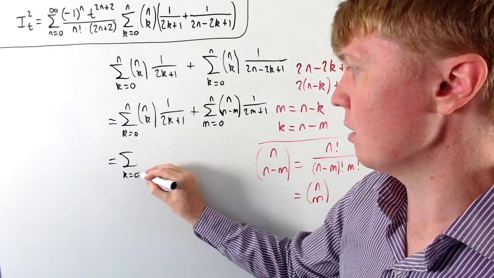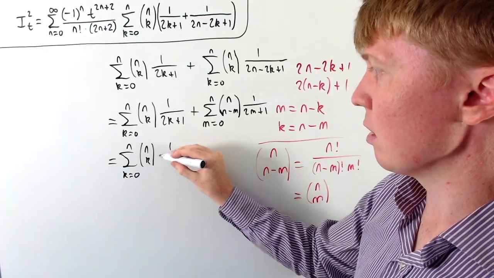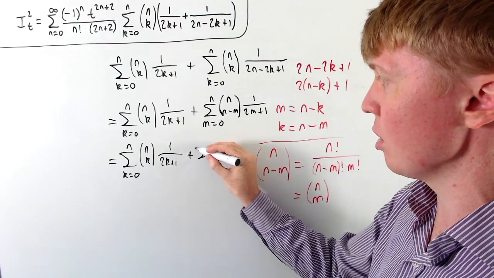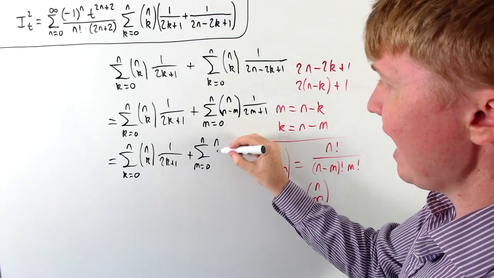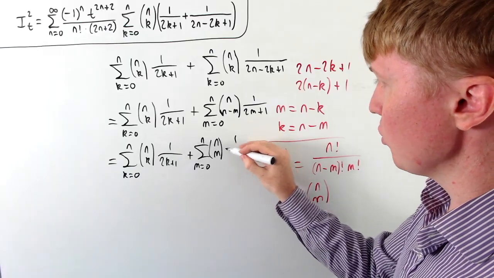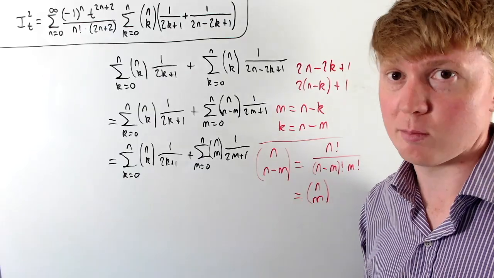You'll see that it's exactly the same as this first sum now, just with a different letter, where instead of having a k in the first sum, we've now got m in the second sum. So we write this, the sum from m equals 0 to n of n choose m, just using this little identity here, and we've got times 1 over 2m plus 1. So you can see this is the exact same sum now.